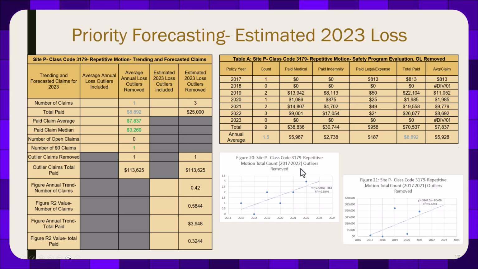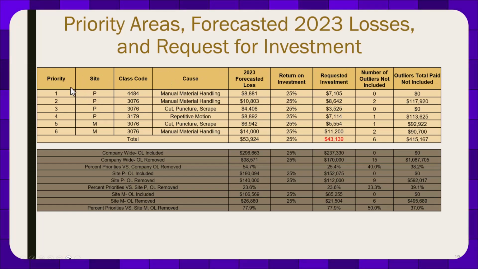And then we put it all together. Okay, did it for two of them. And then the final result is we'll have priorities. Here she has 6, 4 from one site, 2 from the other. Here are the class codes. Here's the cause. Here's the estimated loss for the following year. Here's the total, just for 6 things, that much.